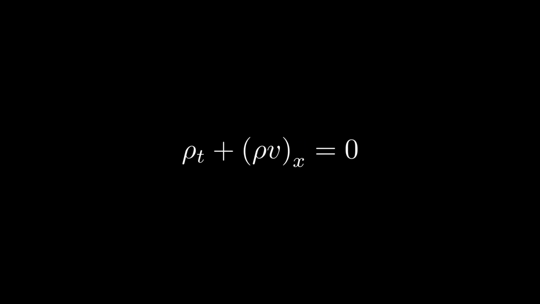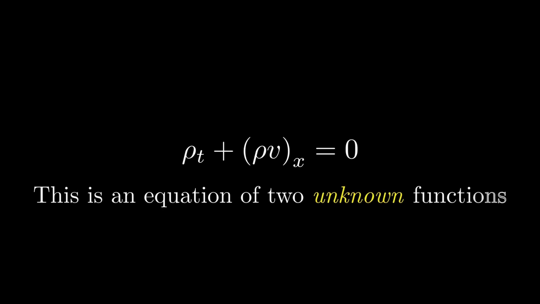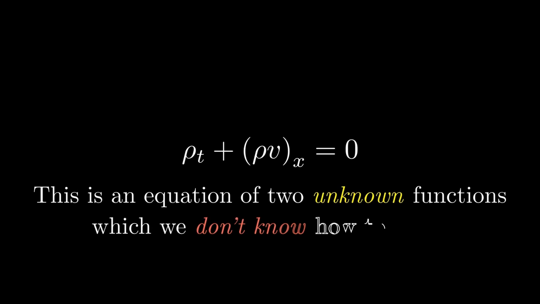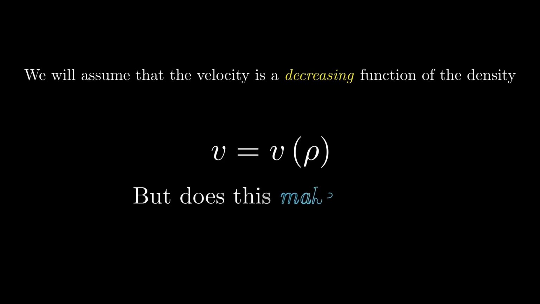If we examine this equation, we can notice that it involves two seemingly independent functions, those being the density and the velocity. This is like trying to solve an equation of two unknowns, which is impossible. In order to proceed, we must make yet another simplifying assumption. We will assume that the velocity is a decreasing function of the density, so v would be v of rho. This is a very natural assumption to make as it aligns with our intuition.